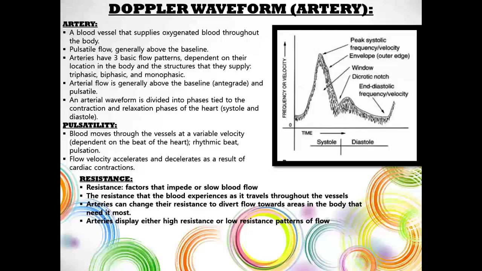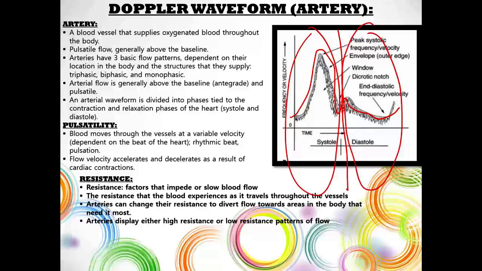The arterial waveform is divided into phases based on the contraction and relaxation phases of the heart, so systole and diastole. So here's our arterial waveform here, and the first half of the waveform represents systole, flow during systole. The second half of the waveform represents flow during diastole. What pulsatile means for an artery is that the blood flow is moving through the vessels at a variable velocity, which is dependent on the beat of the heart. So it's a rhythmic beat, it's a pulsation. And this flow velocity is going to accelerate and decelerate based on this cardiac contraction, the heart beating.